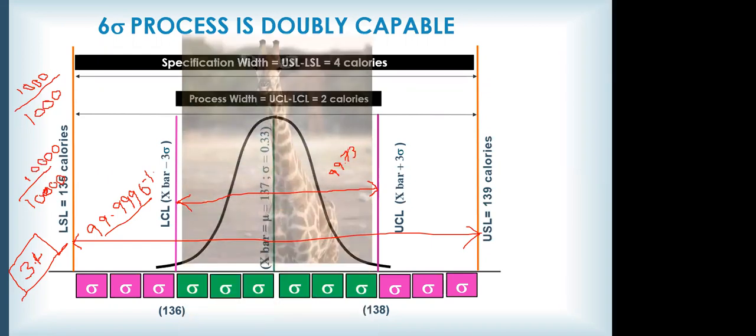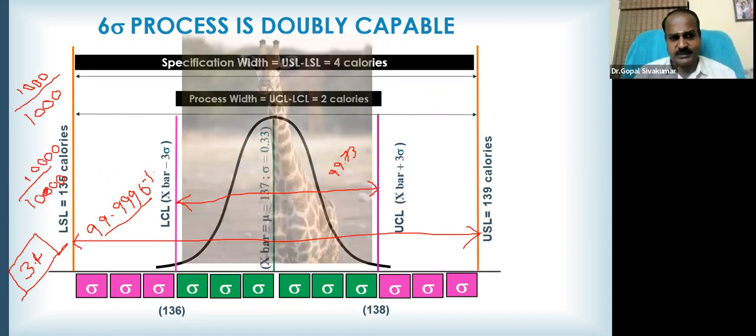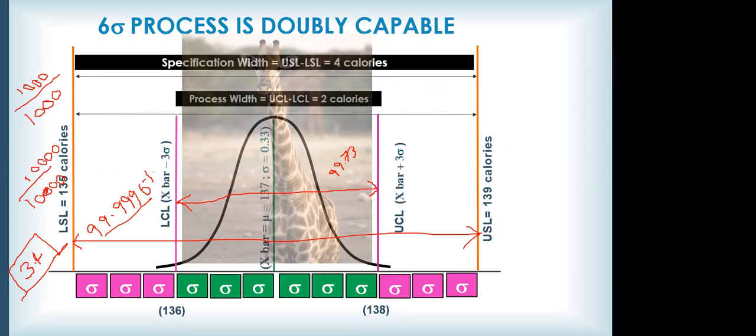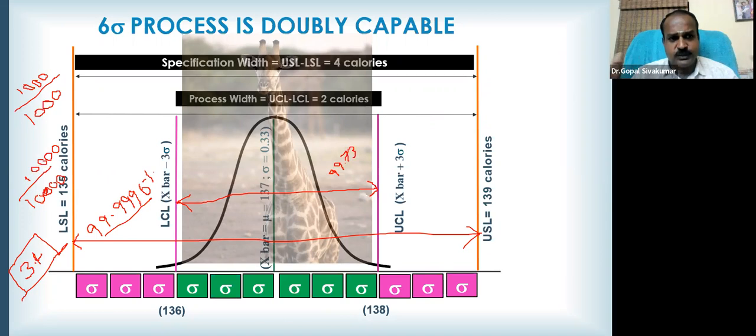So this process, we can call it a giraffe process. You know why? We converted our process, which was earlier very wide, into a narrower one. And that will reflect in the center portion of the curve. You can see the curve taller in the center, which was not the case earlier, right? So that means you converted an elephant into a giraffe. But how did you know? By looking at the standard deviation. If the standard deviation is reduced to half, that means you have doubled your capability. And that's why the process is called doubly capable.